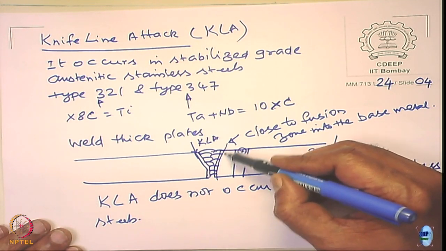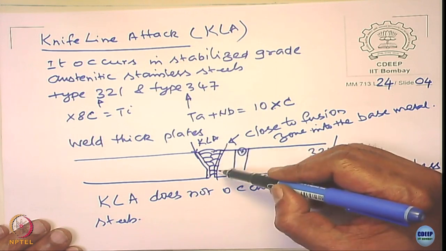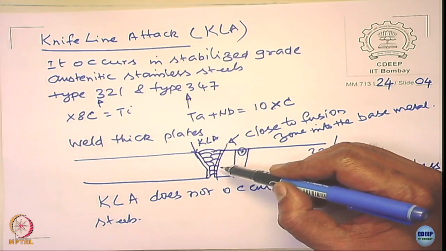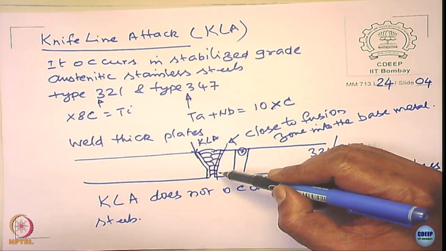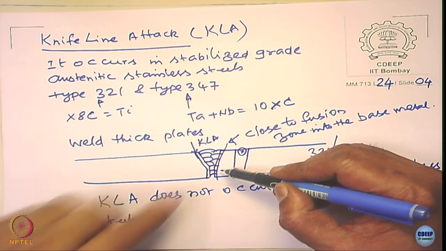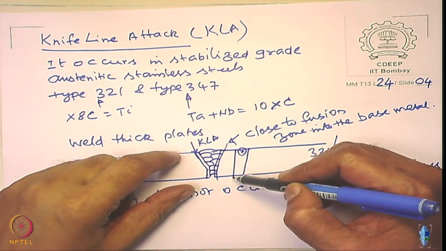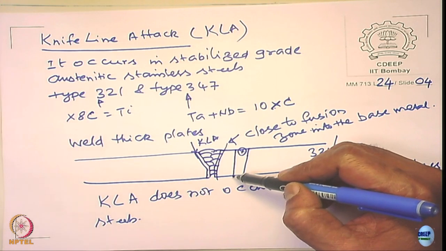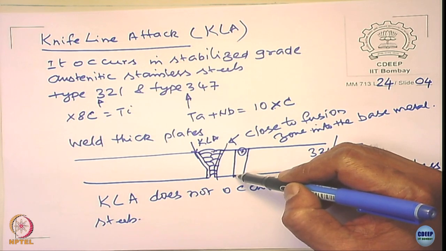Here it dissolves. When it dissolves, please understand, no sensitization. Chromium carbide forms because you are reheating it. You are reheating it by the welding process. For example, if you do a single pass welding, what will happen? There will be no sensitization. Why? Titanium carbide dissolves, but it does not mean the chromium carbide forms automatically. That means still the carbon is in solid solution, chromium carbide does not form.